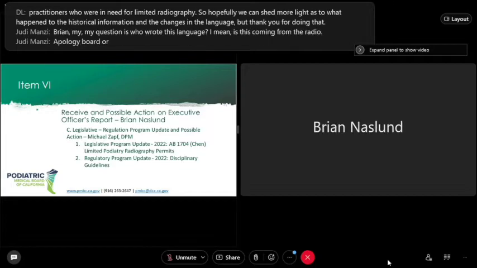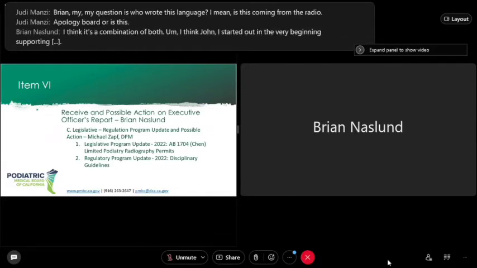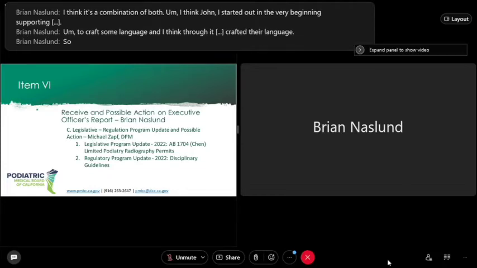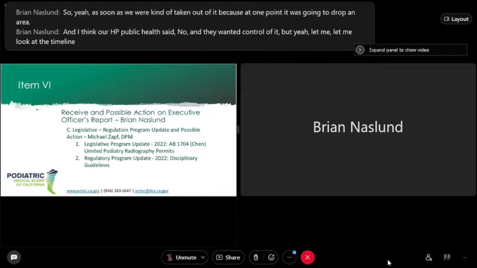I think it's a combination of both. I think Joe and I started out in the very beginning supporting CPMA to craft some language. And I think through it, CPMA crafted their language. So as soon as we were kind of taken out of it, because at one point it was going to drop in our lap. And I think RHB, Public Health, said no, and they wanted control of it. But let me look at the timeline on this and see what we got.